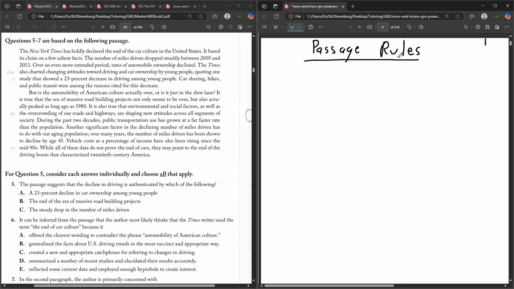Okay. So I'll go through the rules and then provide various examples over here on the left to try and characterize this stuff and give you some actual examples. So let's start with the first one. Paragraph breaks matter.